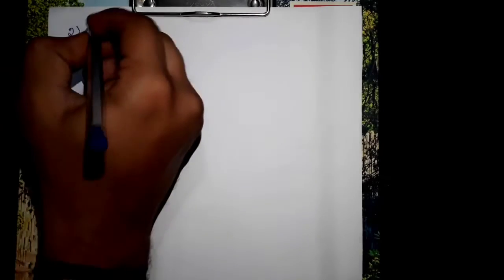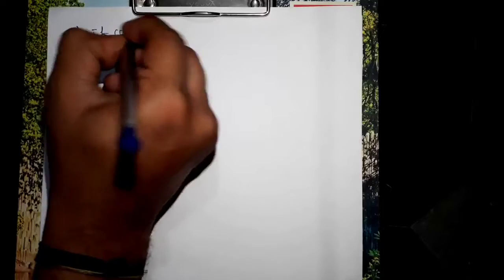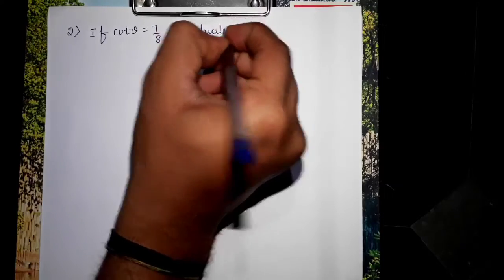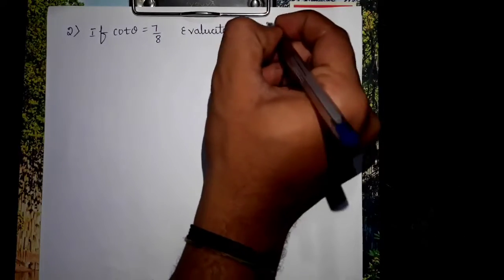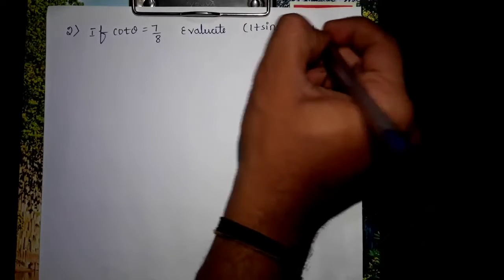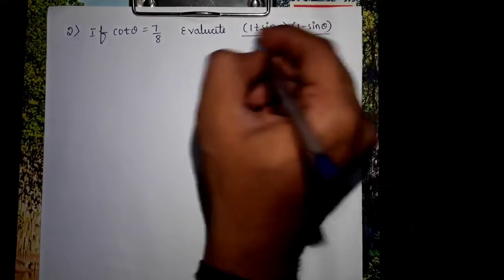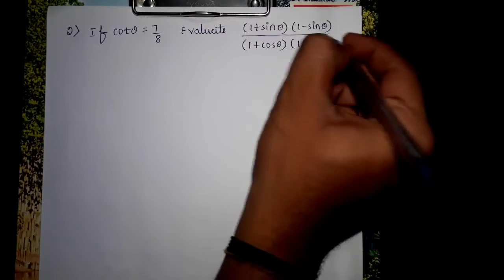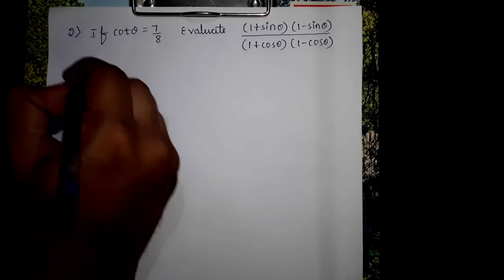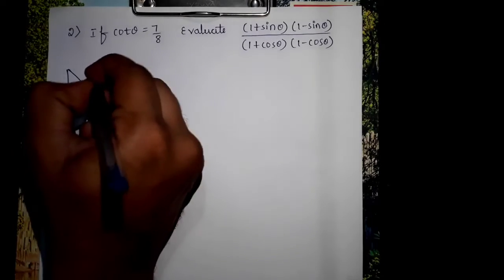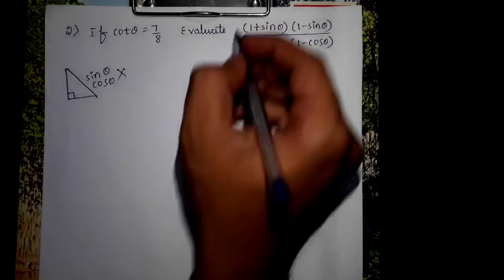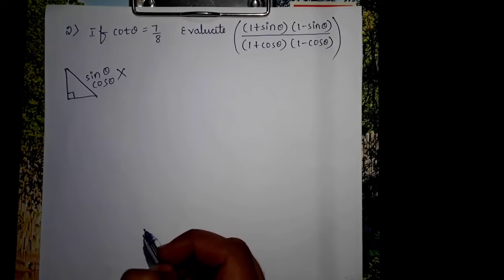Now let us go to the second question. That is, if cot theta is equal to 7 by 8, then evaluate (1 plus sin theta) into (1 minus sin theta) whole divided by (1 plus cos theta) into (1 minus cos theta). Now I know that you people will draw the right angled triangle and find the value of sin theta and cos theta, but please don't do this. Before doing this, simplify this thing. It will be easy for you people.